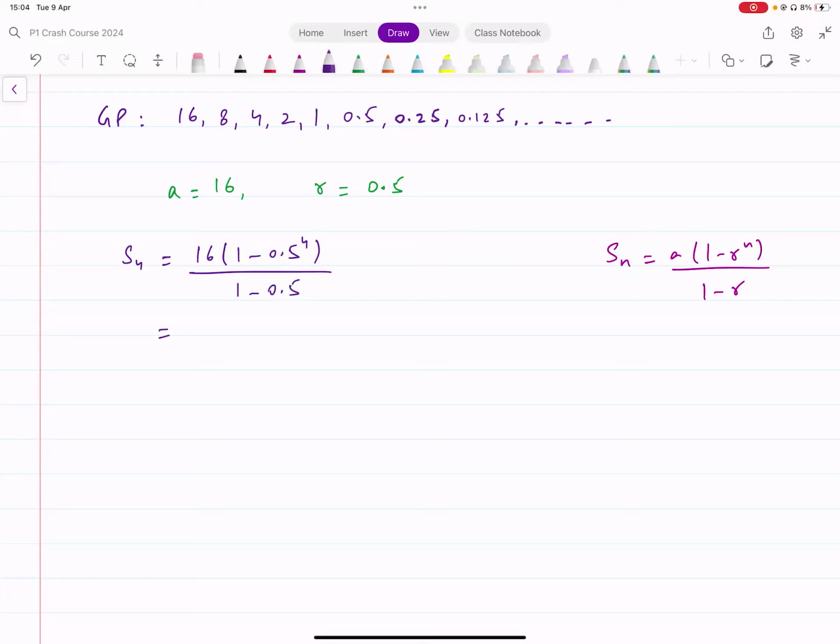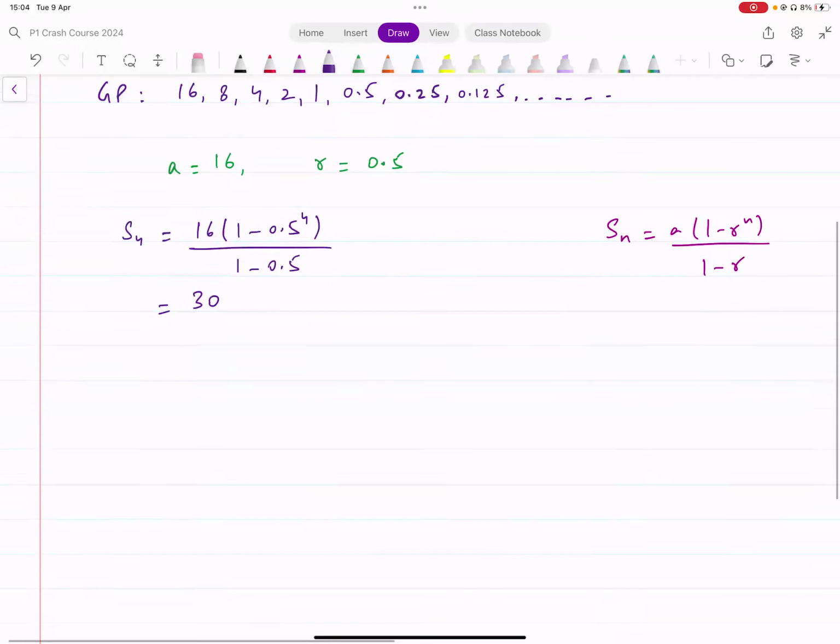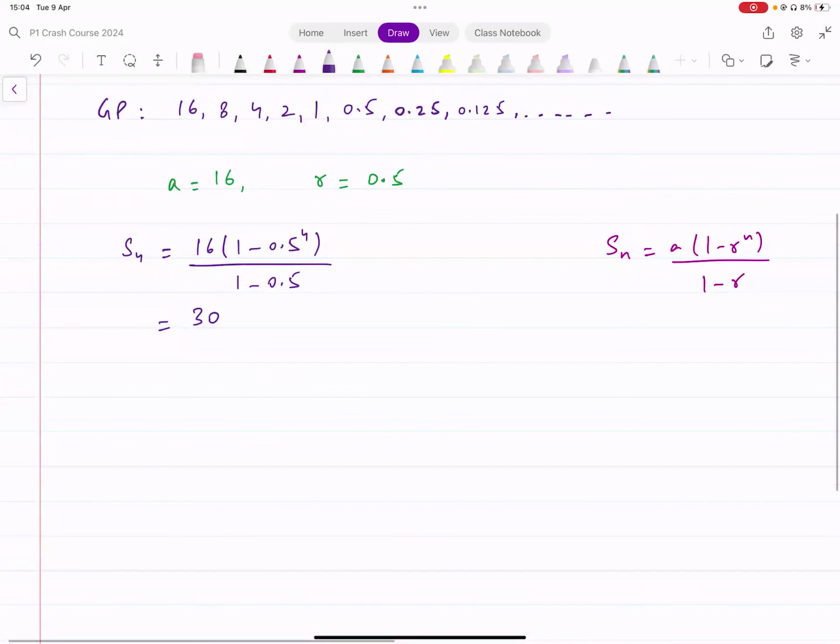Let's evaluate this and see what this turns out to be. Can somebody do this for me? What does this number turn out to be? 30. Okay, the sum of the first 4 terms is 30. We can also just add them up like this as well. The sum is 30.